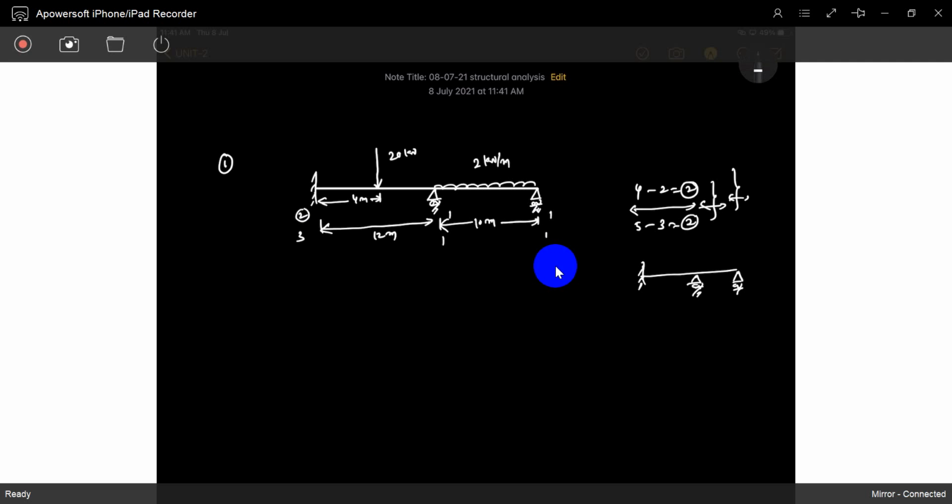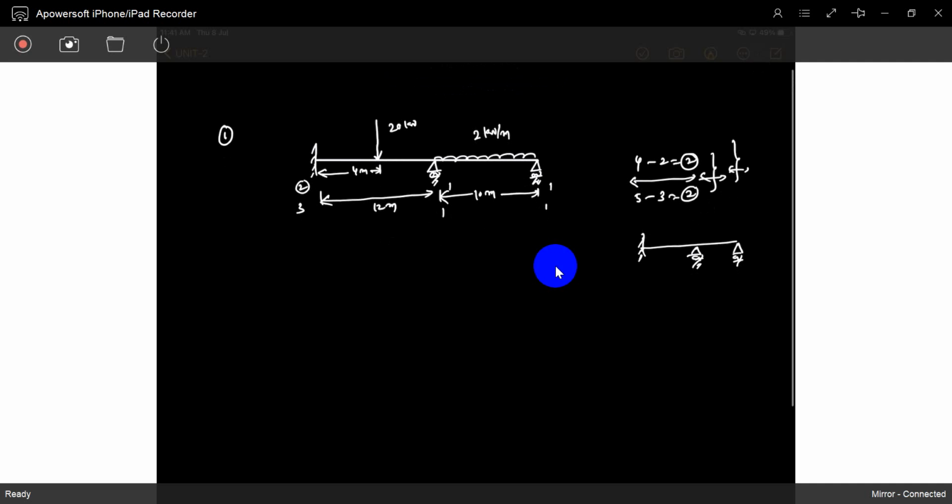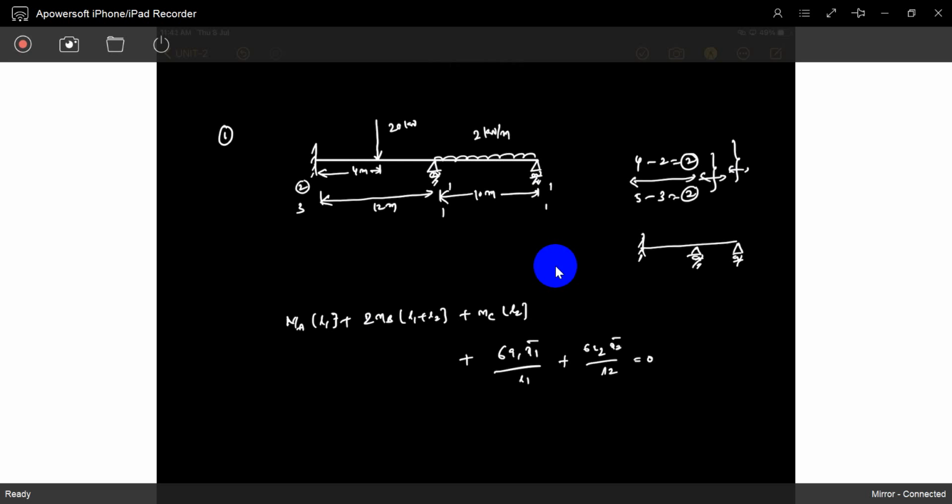By using the force method, using three moment method. So start with, we already know that: MA L1 plus 2 MB (L1 plus L2) plus MC L2 plus 6A1 X1 divided by L1 plus 6A2 X2 divided by L2 is equal to 0. You can take plus plus, otherwise you can take is equal to. I already explained what is the difference.